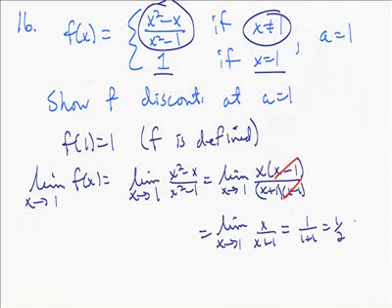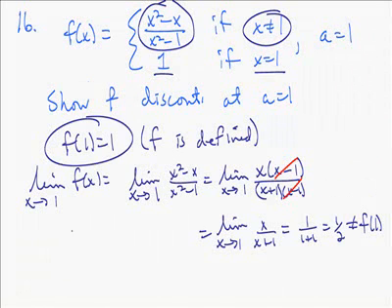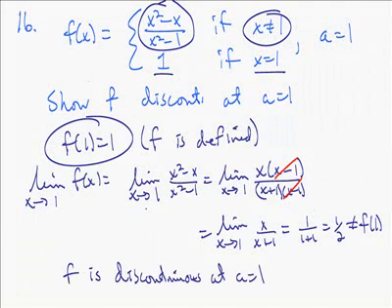But the limit then as x approaches 1 does not equal f of 1, which remember was equal to 1. So we can see that since the limit as x approaches 1 does not equal f of 1, we can say then that f is discontinuous at a equals 1.